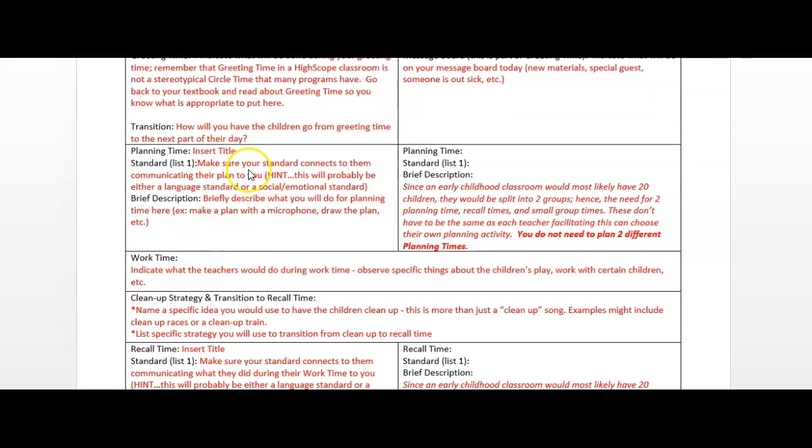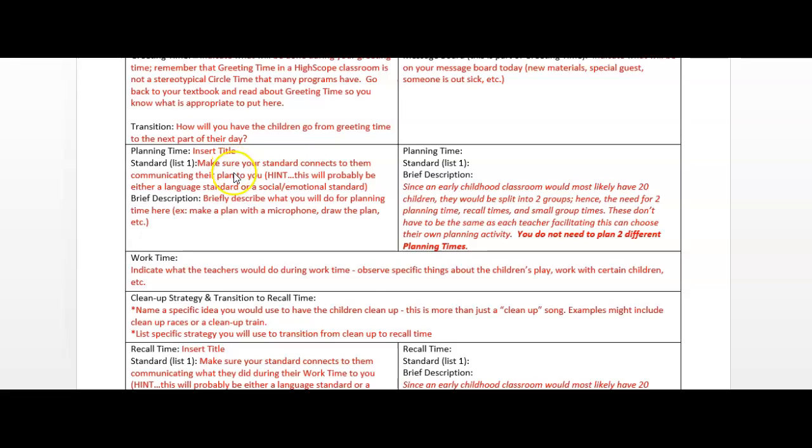When you are inserting the information for planning time, you do not need to plan two separate planning time activities. I just want you to be aware that for that part of the day, there will be two planning times going on, since the class will be split up into smaller groups to facilitate that part of the day. For planning time, you will need to insert the title that you are giving to the game or activity you will be using for planning time.